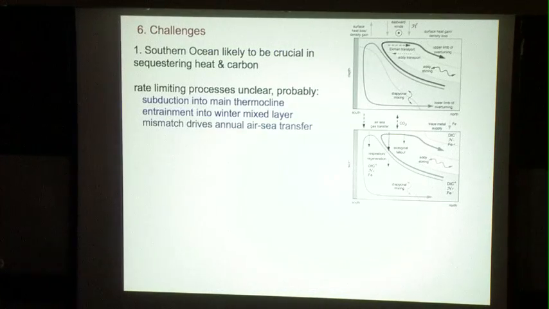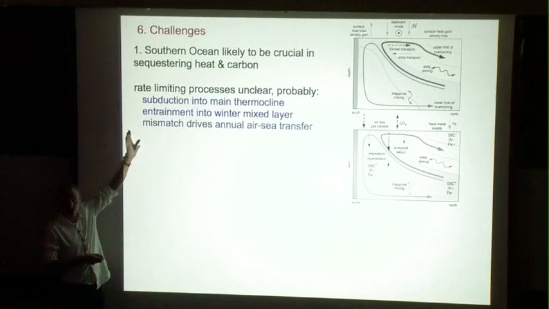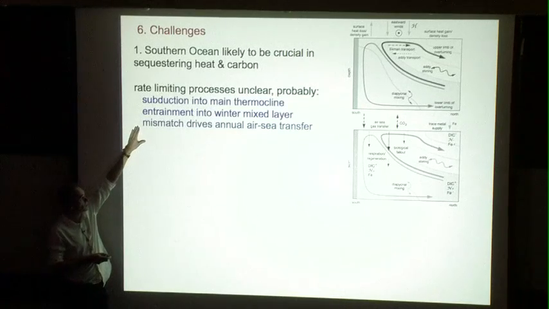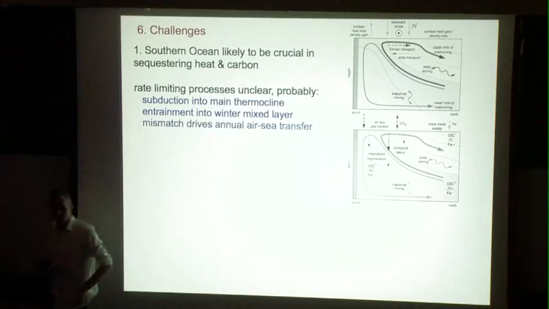So in terms of the challenges, I think we'd all agree with the apple pie statement, the Southern Ocean is likely to be crucial in sequestering heat and carbon. The rate limiting processes are relatively unclear. I would argue it's involving that subduction into the main thermocline versus the entrainment into the winter mixed layer. And it's that mismatch that is driving the air-sea transfers.